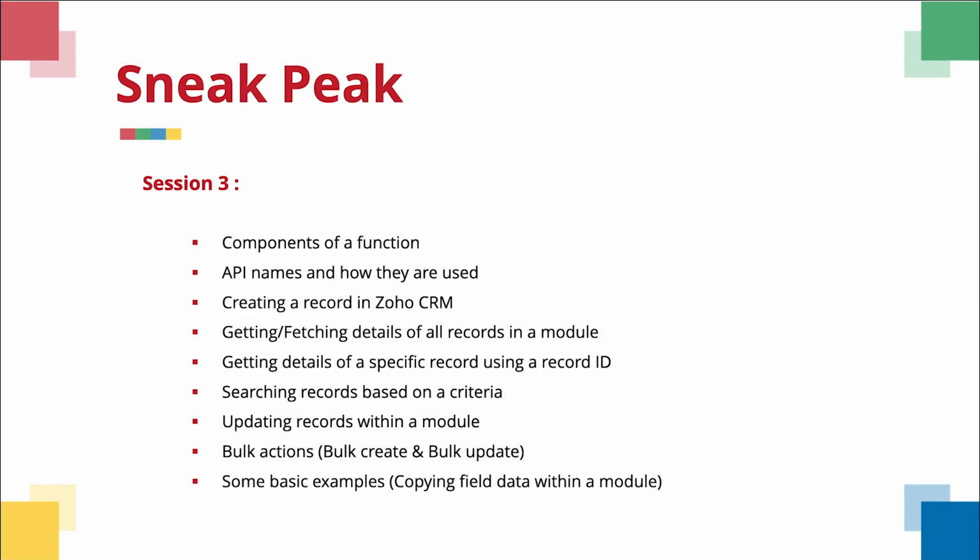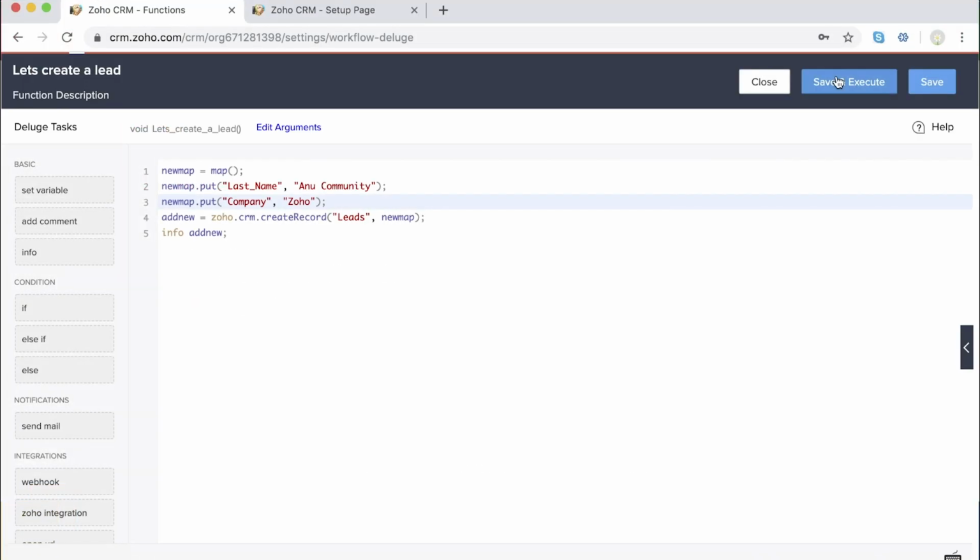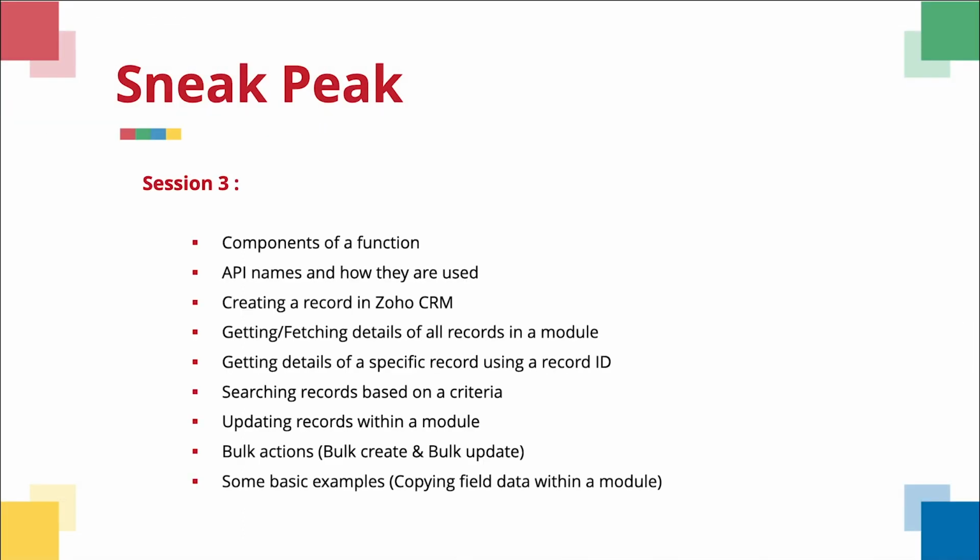Last time we learned the components of every function, like the name, the values to input, calculations to be done, and the output, what API names are, and how to find them and use them in the script. We then created a lead record and then played around with it for a while.